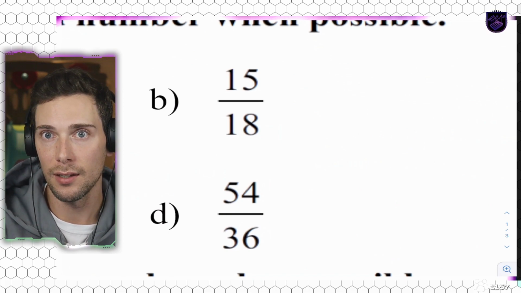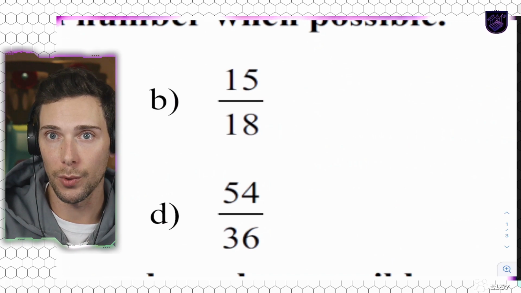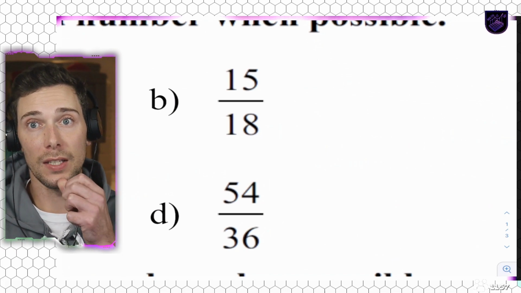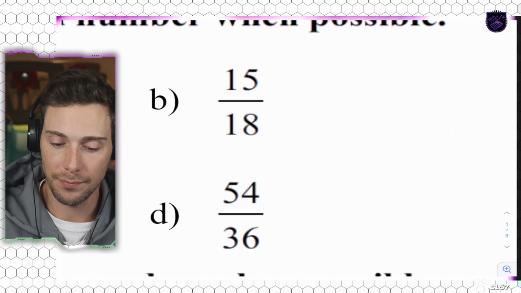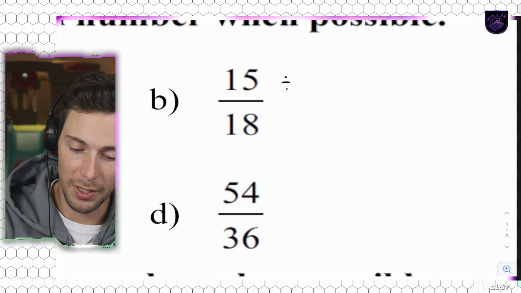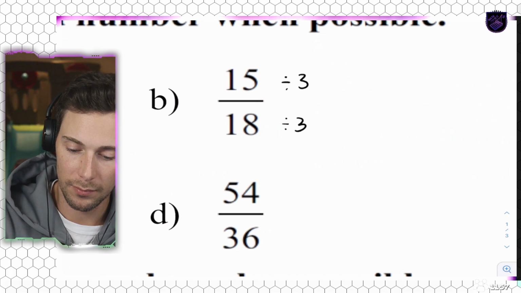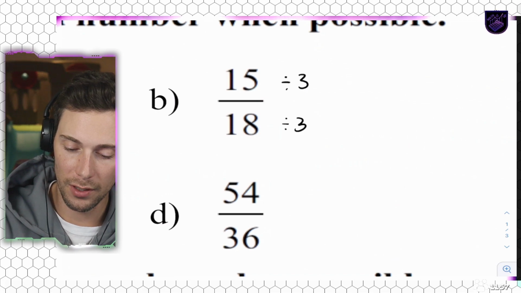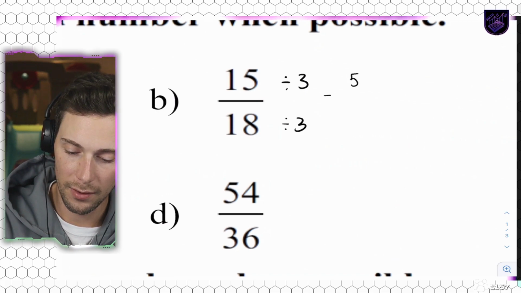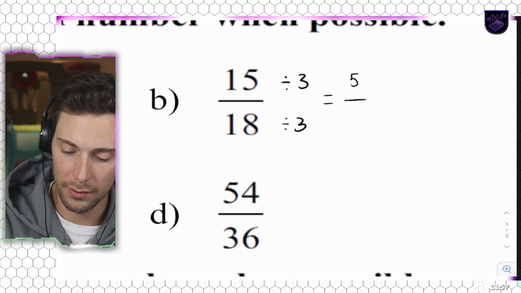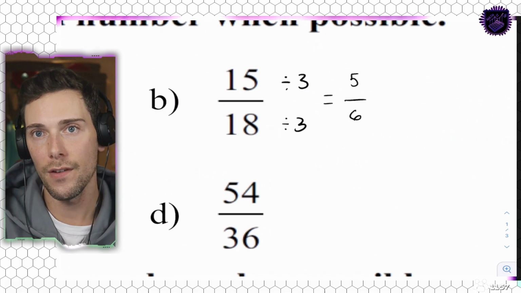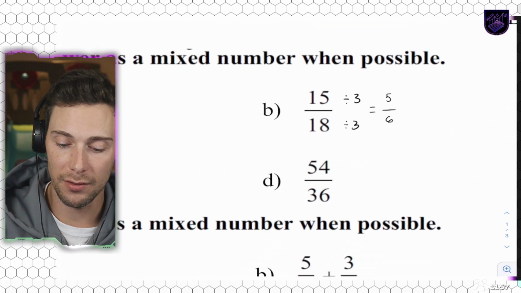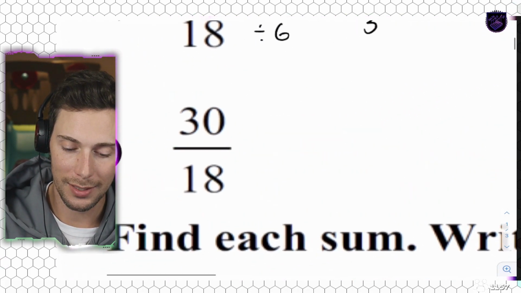15/18. Now again, this is a proper fraction, and we want to make an equivalent fraction, but simplify it, because there is a greatest common factor between these two numbers, a number greater than 1. So that's going to be 3. Now, 15 divided by 3 is going to be 5, and 18 divided by 3 is 6. 5/6 is our equivalent fraction in simplified terms. Question 1C.